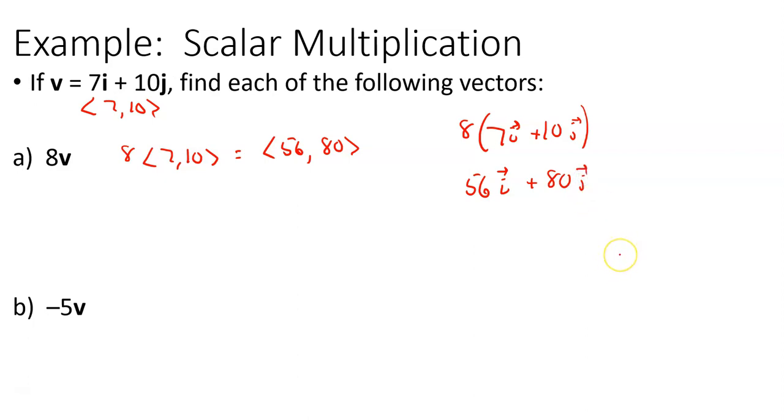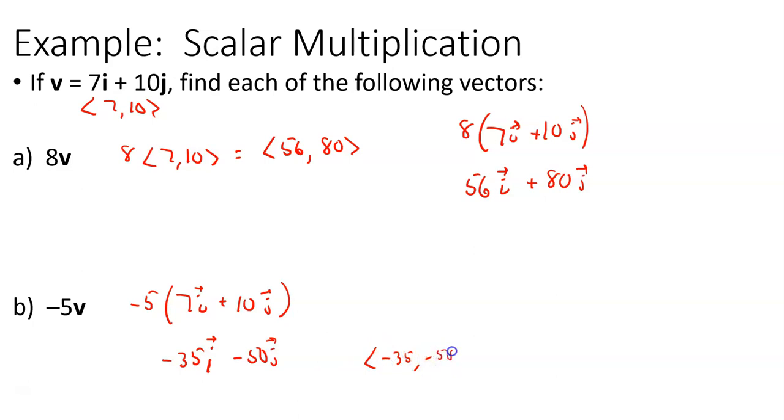All right, how about negative 5 times the vector? So negative 5 times the vector is going to be negative 5 times 7i plus 10j. And negative 5 times 7 is negative 35. Negative 5 times 10 is negative 50. So I could represent it as negative 35i minus 50j. Or I could represent it in this form also, negative 35, negative 50. So the vector has gotten longer, but it's also flipped, and now it goes in the other direction.